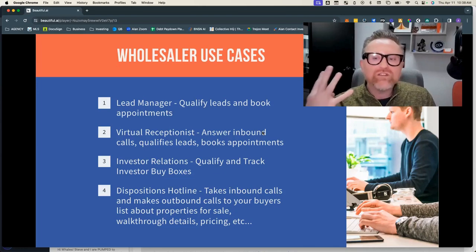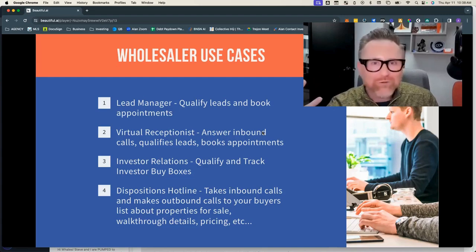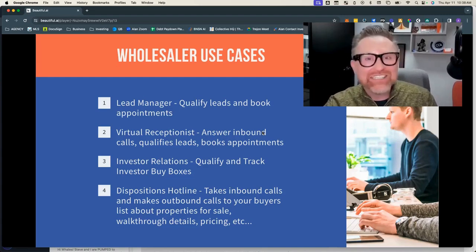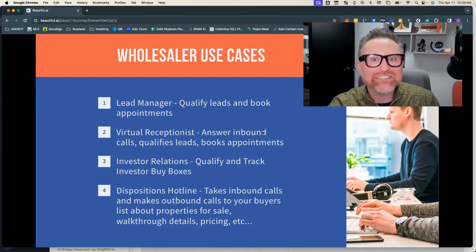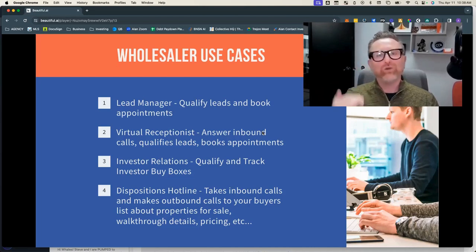So that's four different use cases inside a wholesaler business where you could have virtual employees working for you. Now, virtual employees, not virtual assistants. These are AI employees that are working for you in these very distinct ways inside your wholesaling business so that you could scale and still keep your human labor costs really low.